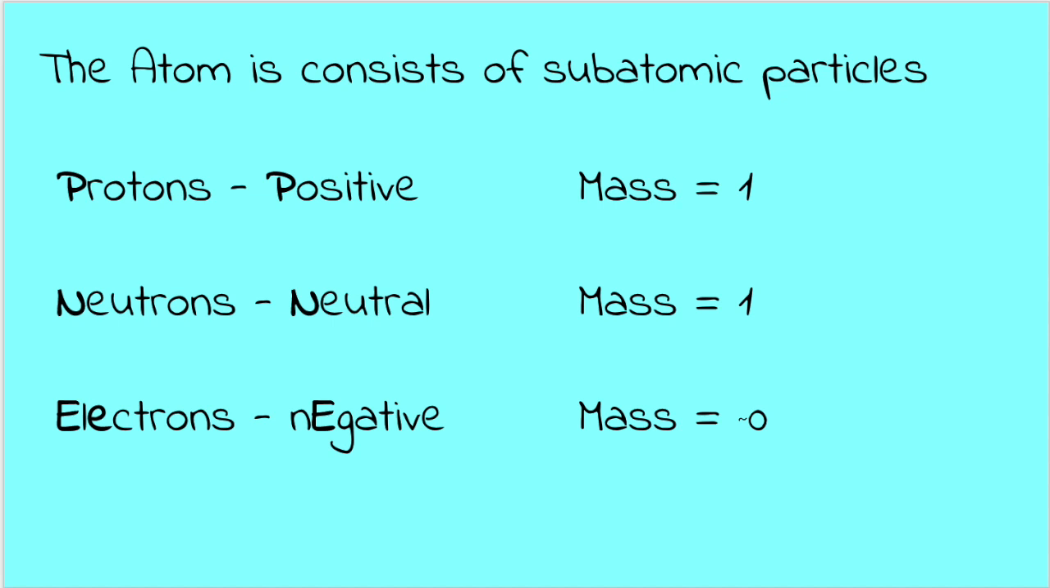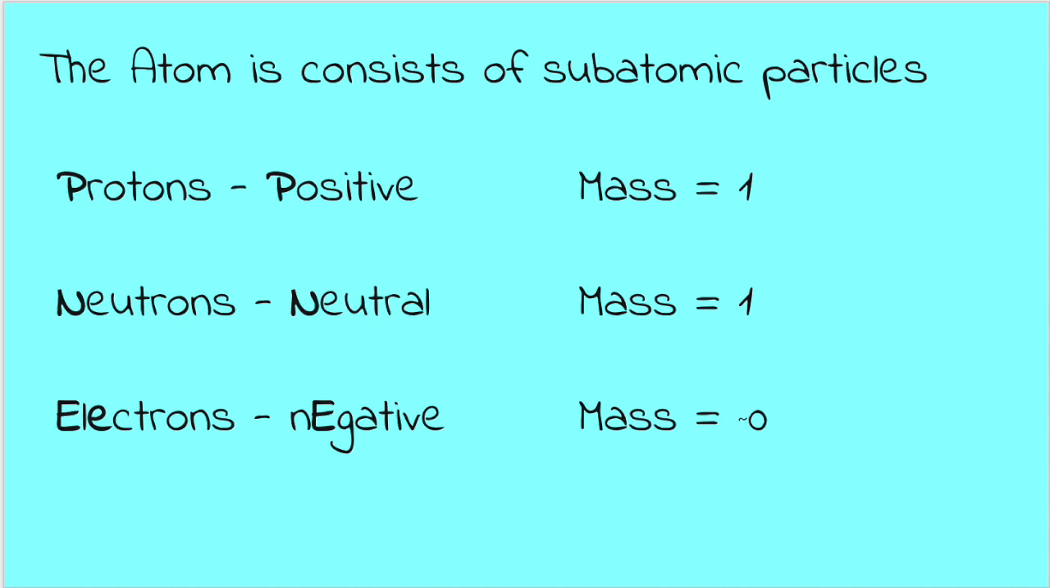Both protons and neutrons each have a mass of 1. However, electrons' mass is different. An electron's mass is very minute. We would describe it as either being very small, or some GCSE exam boards would allow it as 0.